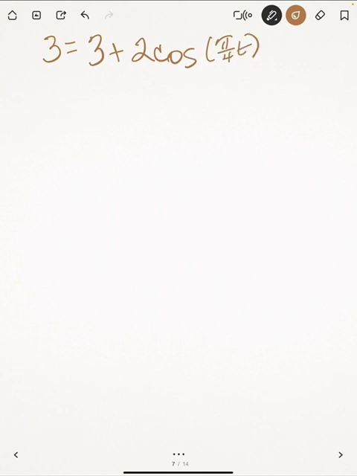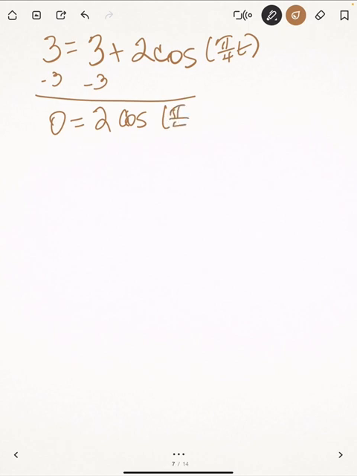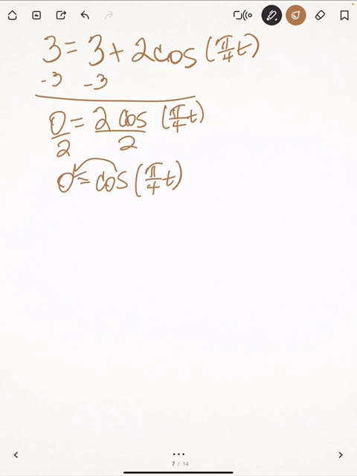All right, so again, just like before, we're going to subtract 3 from both sides. We're going to get 0 equals 2 cosine pi over 4 t. Now we're going to divide by 2 to get the cosine by itself, and we get 0 equals cosine pi over 4 t. Now, just like before, we look at it and say when cosine is 0, the two places it happens are pi over 2 and, just like before, 3 pi over 2. All right, so again, we're going to take this part here, and that's what we're going to put on the right side of our equations.